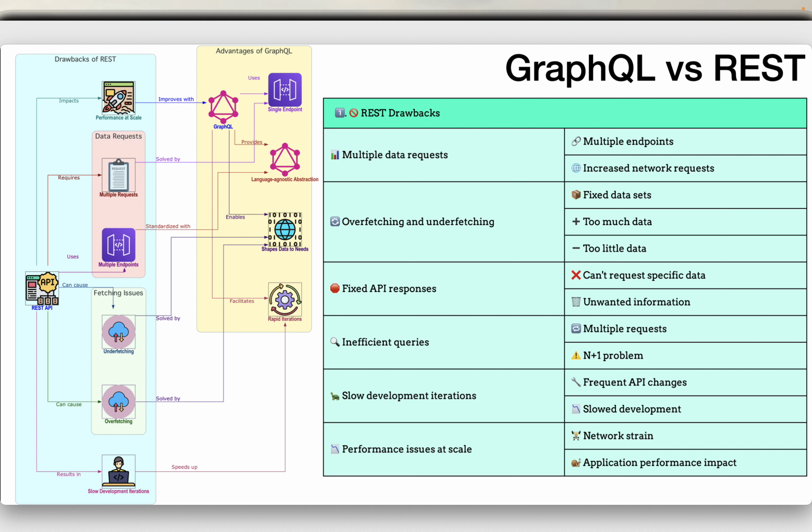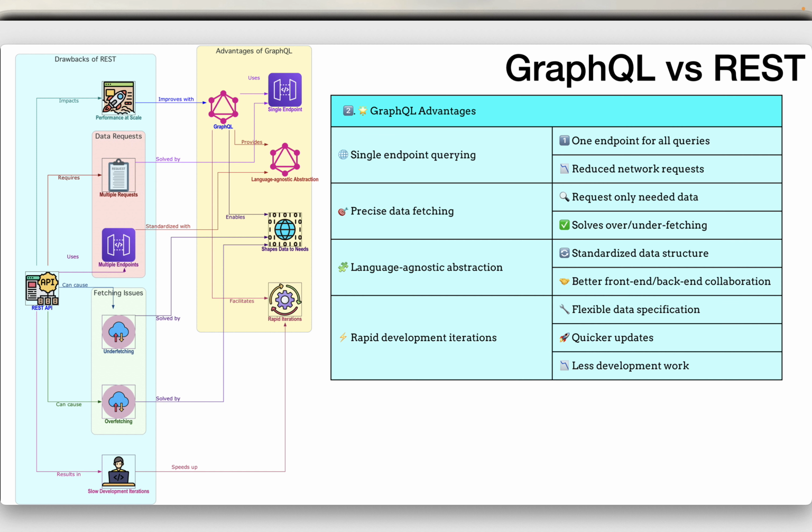Then you have fixed API responses. You cannot request only the specific data you need, resulting in receiving additional unwanted information. Then inefficient queries. Underfetching leads to inefficient queries, causing multiple requests and potentially resulting in the n+1 problem. Slow development iterations. As an application grows, REST APIs need frequent changes to match the evolving data structure, slowing down development. And performance issues at scale. Multiple requests and inefficient data fetching can strain the network and impact application performance.